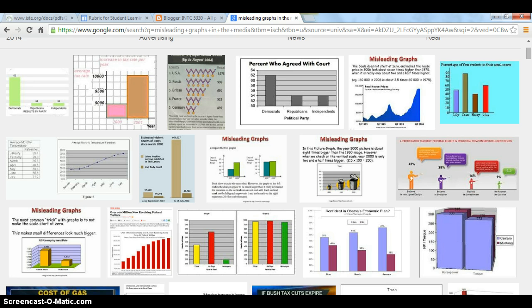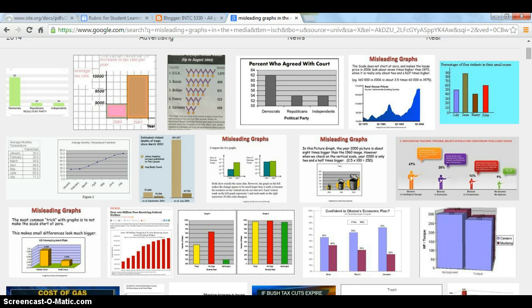So the lesson I came up with was for students to come up with 5 graphs. As you see in front here, I just went into Google, put in misleading graphs, and then went to images. So they can actually just pull up graphs here that they can analyze. And they have to say not only that they're misleading, but why are they misleading? What was the intention of the creator? The media is trying to sell something, trying to convince you of something. What was their goal in creating this graph, and what was misleading about it?